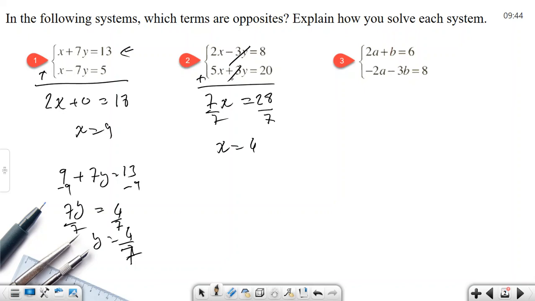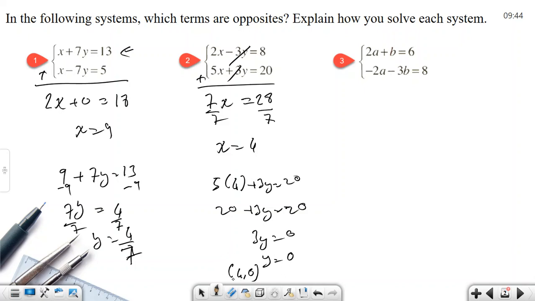Use this value in one of the equations, it doesn't matter which. Let's use the second one this time. 5 times 4 plus 3y equals 20. 20 plus 3y equals 20. So 3y equals 0, and y equals 0. That's that: x equals 4, y equals 0. Let's say 4 and 0 is the solution, or 9 and 4 over 7 is the solution.